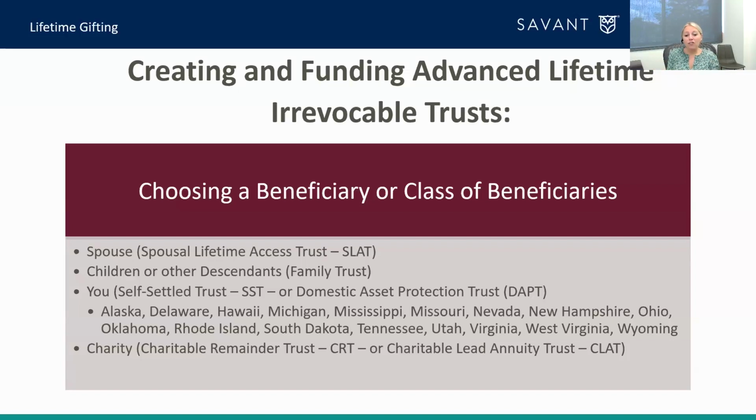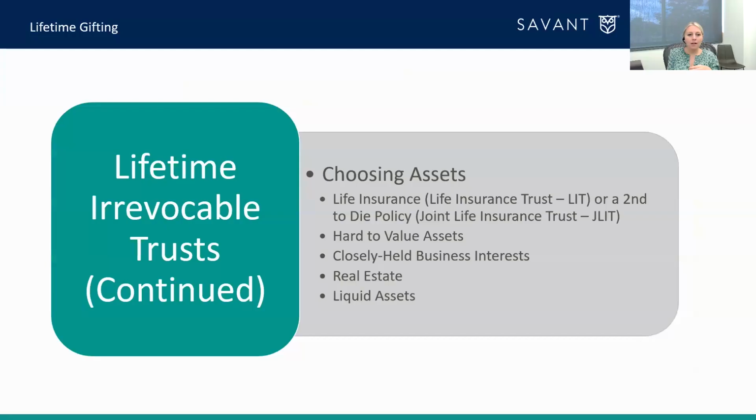And the last, trusts for charity are just that. A lot of times charitable trusts that are created during lifetime, they're used more for income tax planning, but they can have estate tax benefits as well. The last decision that you'll need to make when setting up irrevocable trusts is what assets you're going to be placing into them. What assets are you giving away?